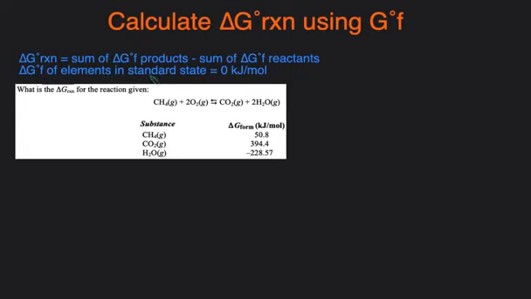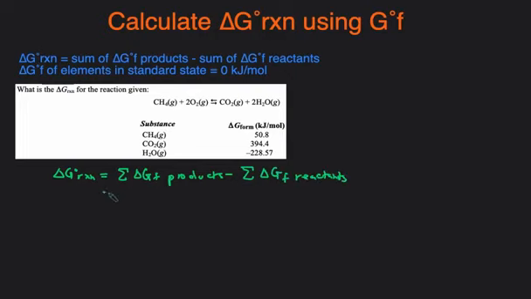Alright, now let's take a look at an example of how we would calculate the delta G of a reaction. We have to calculate the delta G of this reaction right here, and we're given the delta G formation of the reactants and products. So we just plug into the equation: delta G of the reaction, and by the way, that little circle just means standard condition, equals the sum of the delta G formation of products minus the sum, this symbol is sigma, which means sum, of delta G formation of reactants.